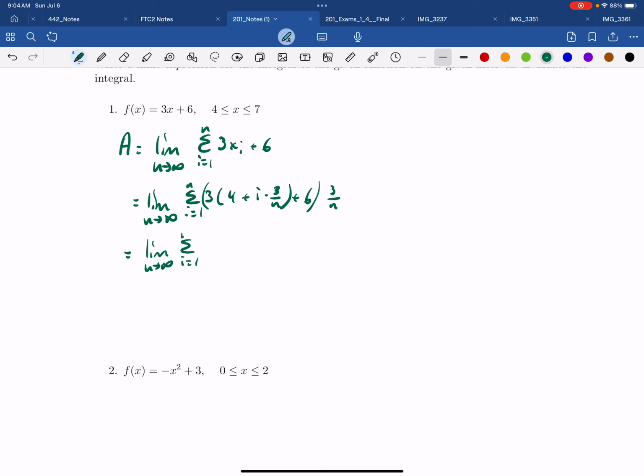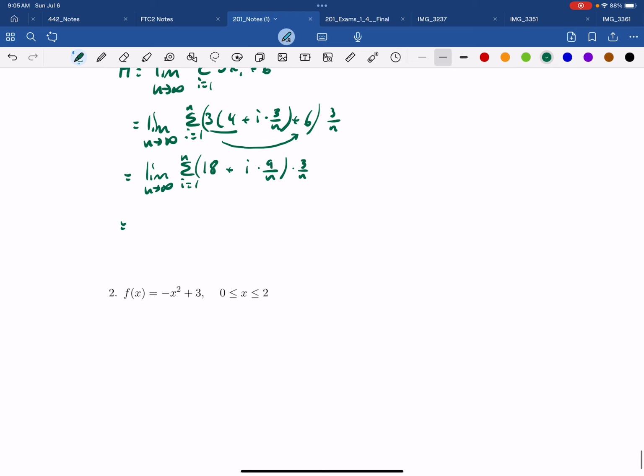So we just do this out, and we're going to wind up getting 12 here and then 18. So we're going to get 18 plus i times 9 over n. And then all of this is multiplied by 3 over n. And we keep going. We just distribute that 3 over n. And we get 54 over n plus i times 27 over n.